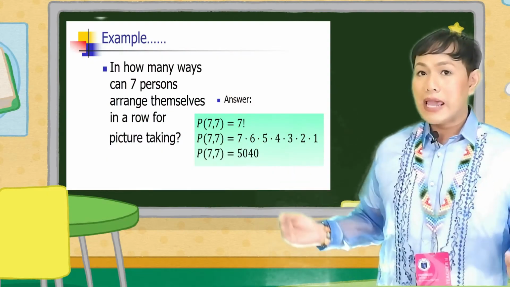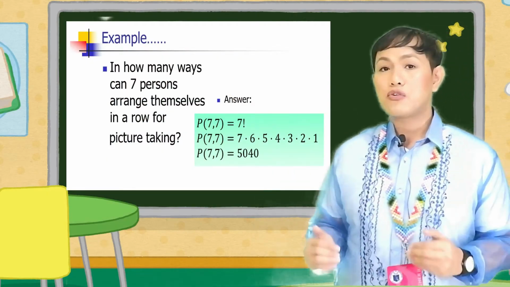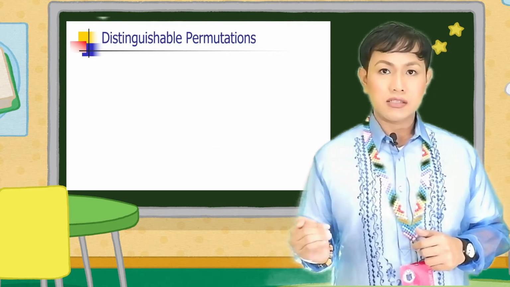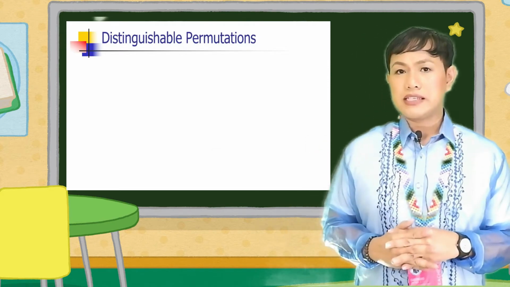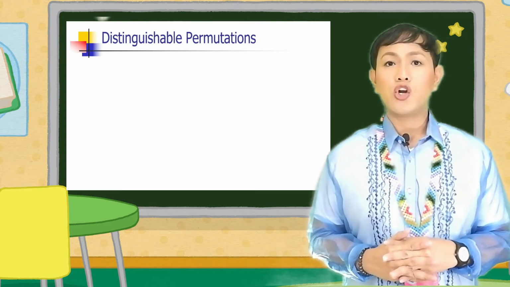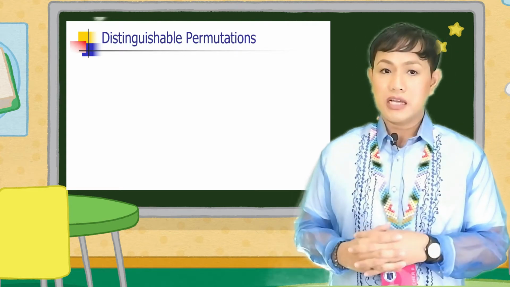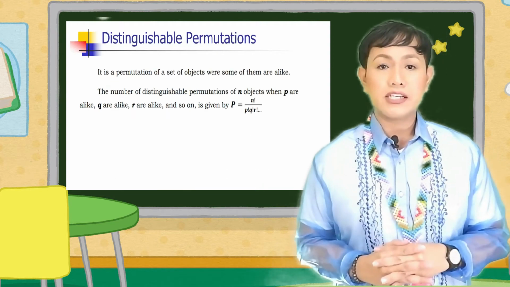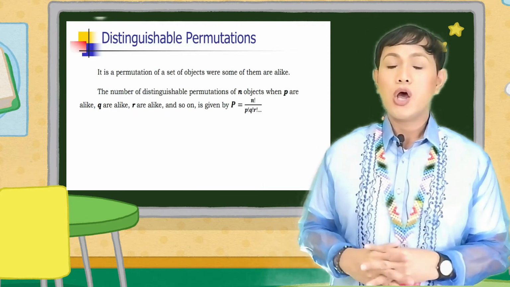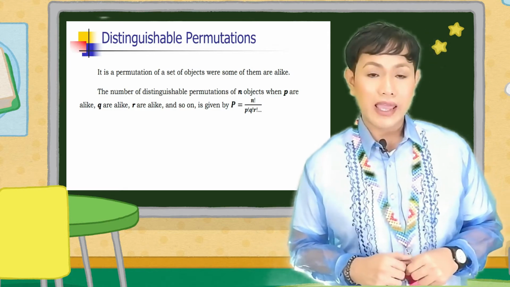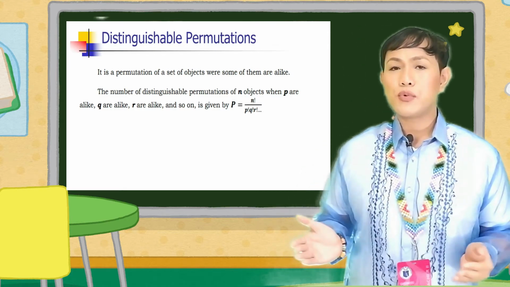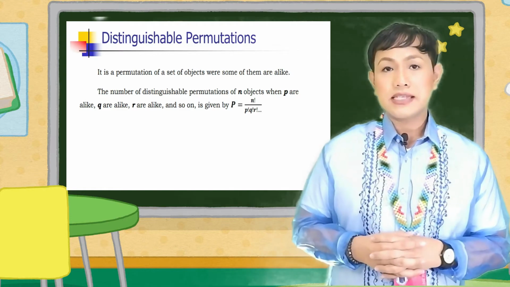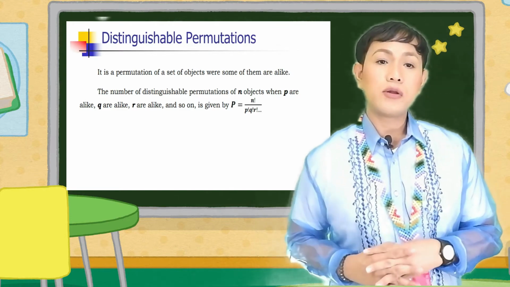5040. This type of permutation is otherwise known as the distinguishable permutations. Some other references that you may have encountered in your own researches and personal studies would tell us that it is a permutation of a set of objects where some of them are alike. And then sometimes we get to see different kinds of formulas. This time, let us take note of this formula.